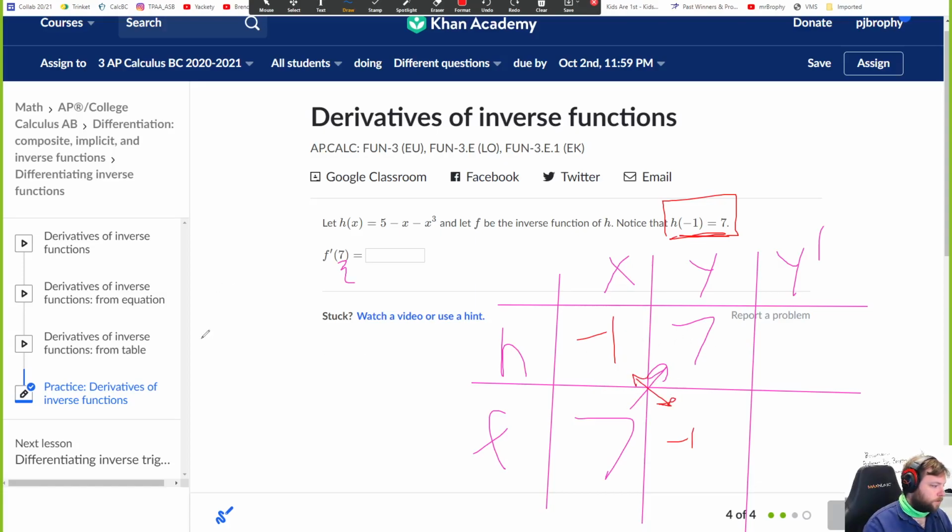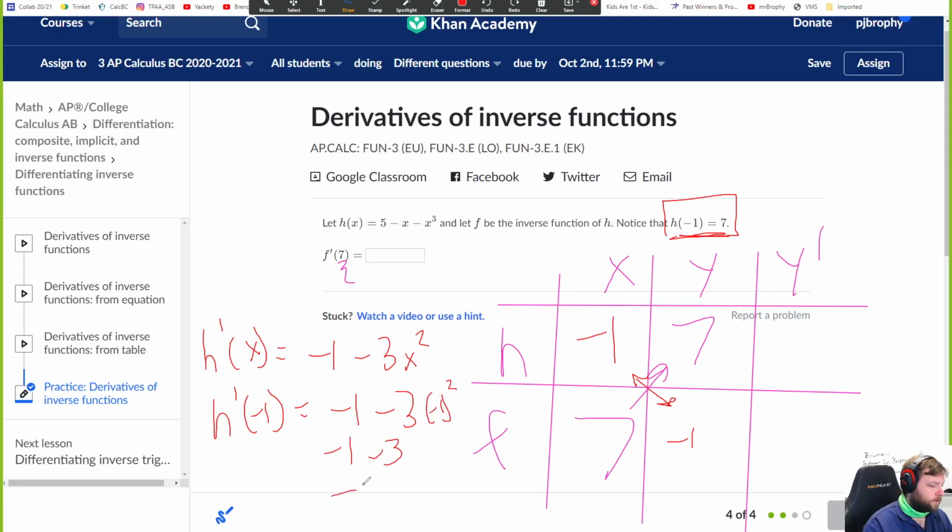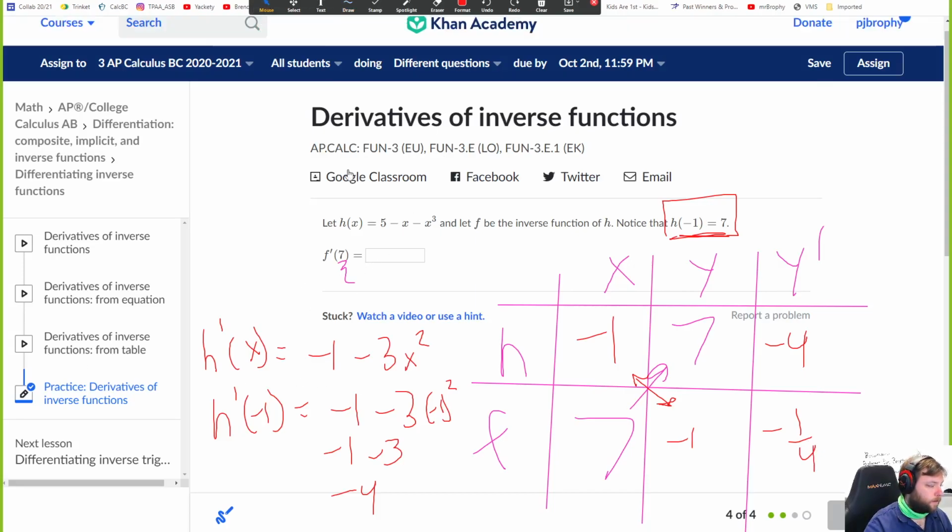And then the prime, so I have to find H prime of X. It would be -1 minus 3x squared. Is this going to be -1? H prime of -1 is -1 minus 3 times -1 squared. -1 minus 3 is -4. Good. The inverse of -4 would be -1/4. See if I'm correct.